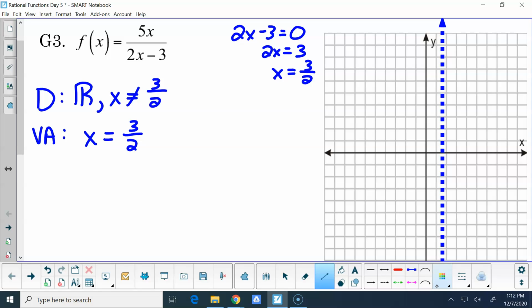Step 2, anyone? Horizontal asymptote. How do I find the horizontal asymptotes? Go ahead, Brady. Or were you just waving? I was trying not to inhale too much smoke. I just lit incense in my face, and it went all up my nose.